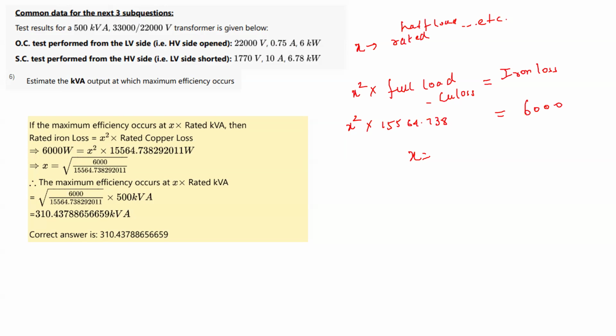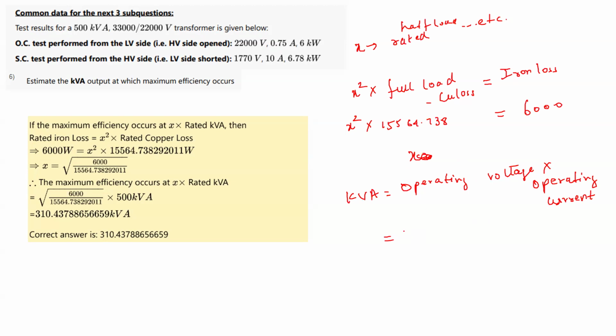Okay, so that is how you can determine this. If you determine this, you will get the value of x. Now what about the kVA rating? kVA is what? Operating voltage into operating current. So we generally operate at the rated voltage.